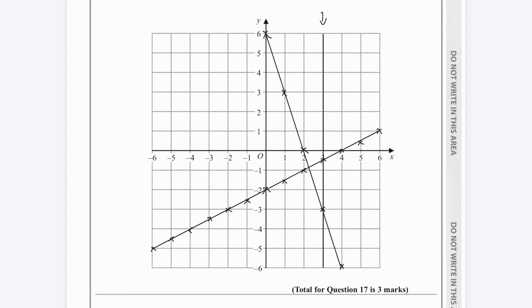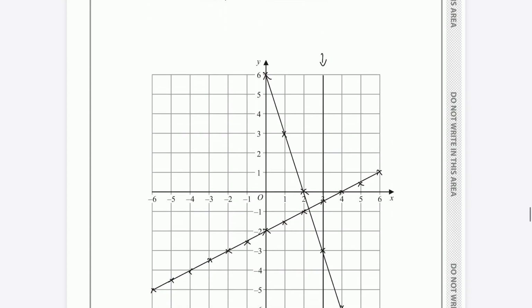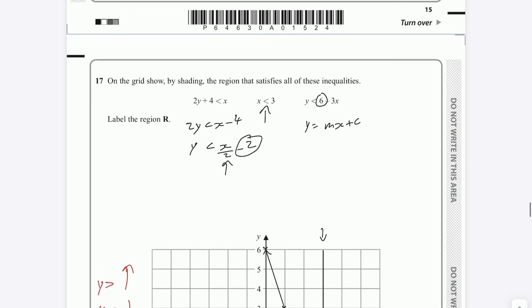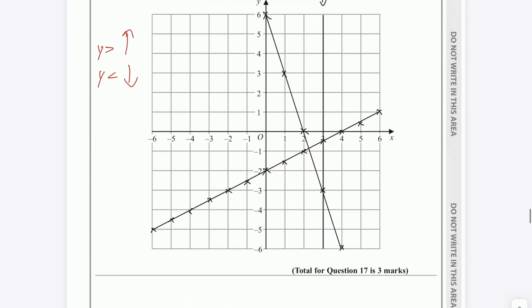So if I get my red pen now, essentially it's going to be any region that is, in this case, I should probably write this down here. So when y is greater than, it's essentially anything above the line. When y is less than, it's anything below the line. And in our cases, both y's are less than. So for this line, it's going to be anything in this side here. And then for this line, it's going to be anything below this side here. And then for this line x, it's going to be anything on this side.